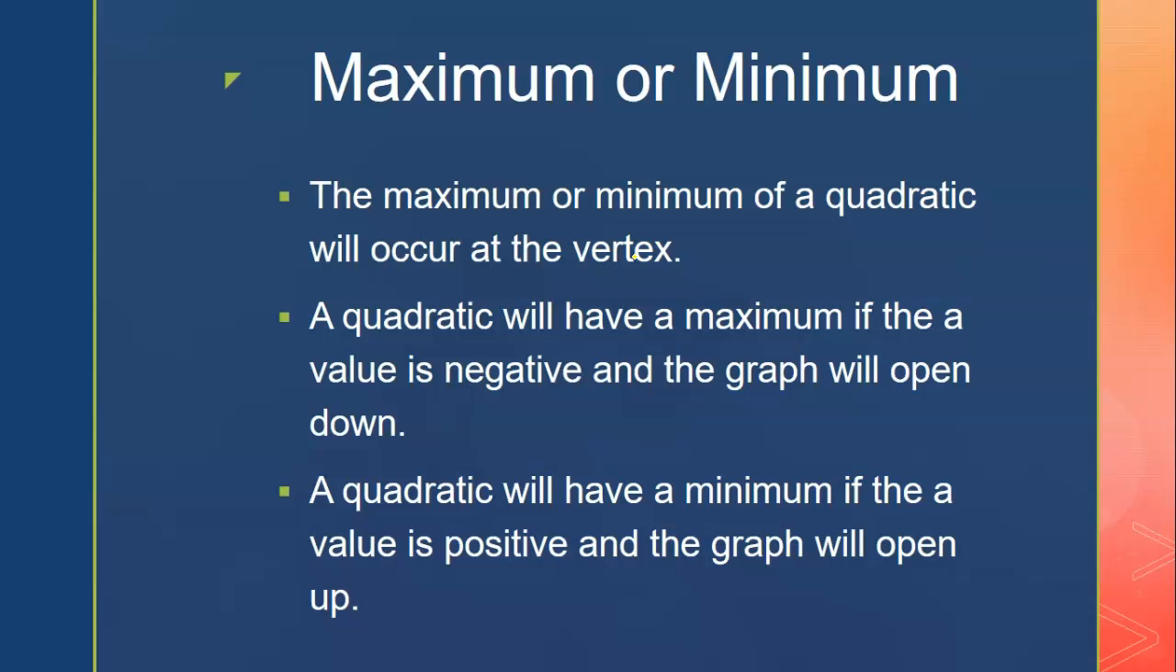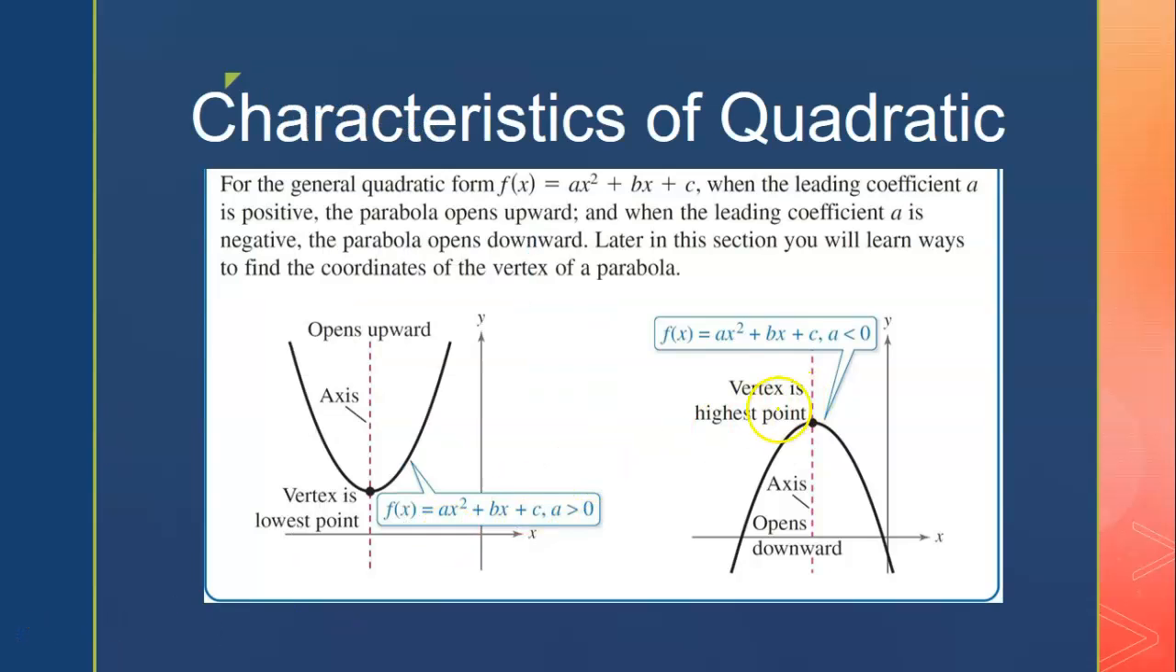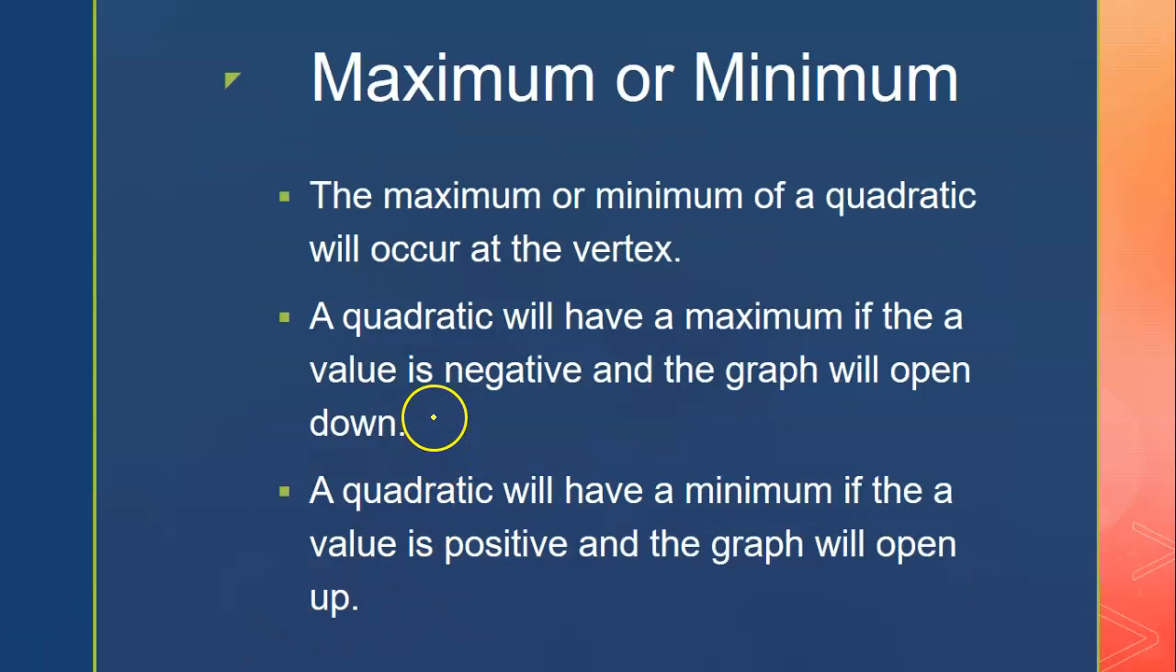A quadratic has a max if the a value is negative and the graph opens down. So right here, this graph on the right side has a max because the parabola opens down and the a value is negative. A quadratic will have a minimum if the a value is positive and the graph opens up.